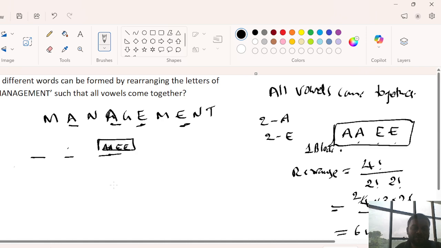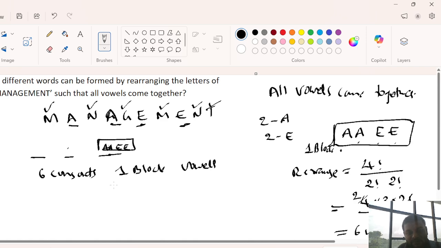Now coming to the consonants. How many consonants are there? 1, 2, 3, 4, 5, 6 consonants are there. Friends, here 6 consonants and one block of vowels will become 7 letters now. So these 7 can be arranged in 7 factorial ways. Internally vowels can be arranged in 6 ways.